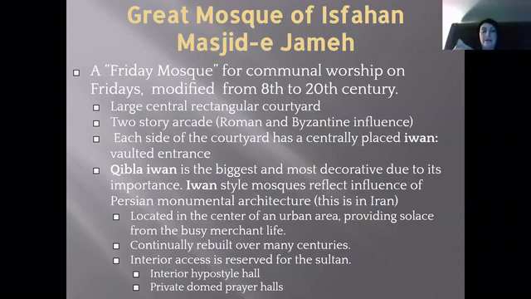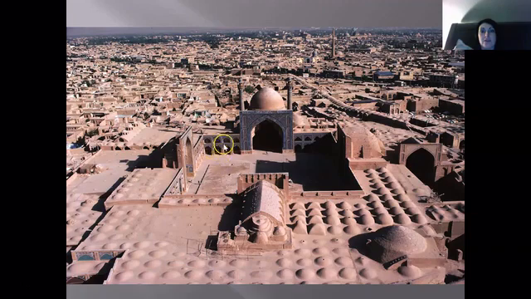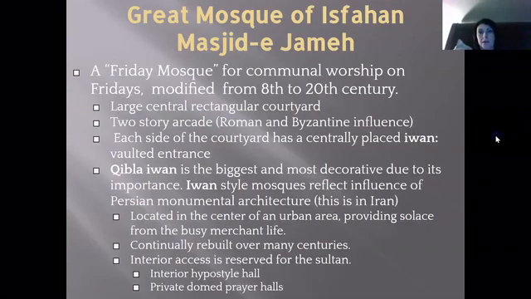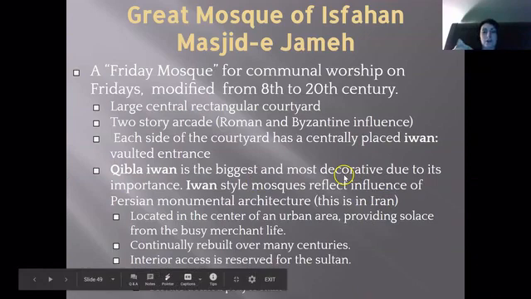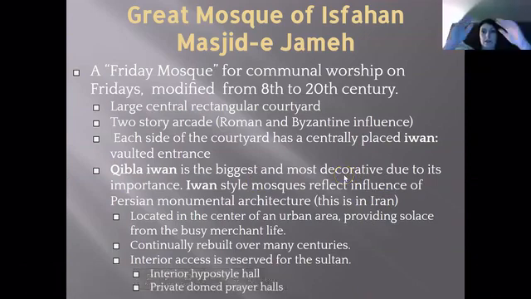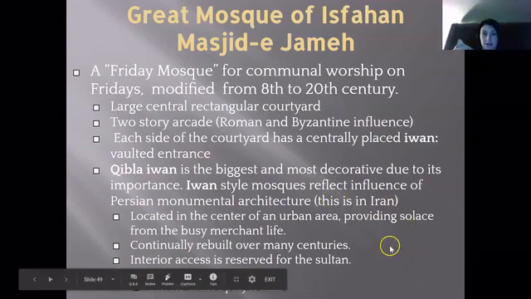And it does have that major central courtyard that you can see. If I go back to this, you can see that it's got a 2-story arcade, almost like a second floor triforium within a basilica. So that Roman and Byzantine influence did make its way into Persia, but it's going to look a little bit different in that part. Each side of the courtyard has one of those things that we called an Iwan, those big vaulted entrances. And the Qibla Iwan is the most decorated, obviously.